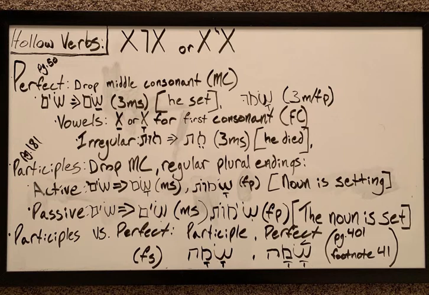We're starting with the perfect tense. That's going to be on page 52 if you need to pause the video and recap on that. So the perfect tense, a hollow verb will drop the middle consonant, and it's also going to have some vowel changes. So sim becomes sam in the third masculine singular, and samu in the third masculine or feminine plural. The vowel is either going to be a patach or a qamets, as the middle consonant is dropped. It needs to have an elongation, so it takes those vowels.